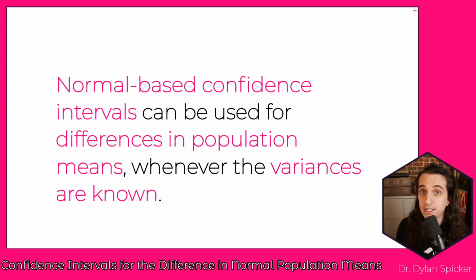So using the fact that we have normal sampling distributions that emerge in this setting, we can form normal-based confidence intervals for the differences in these population means, so long as the variances are known. Now, of course, knowing the variances is a fairly strong assumption. That's not always going to hold. Whenever that doesn't hold, we're going to need to turn to t-based intervals or other procedures in order to estimate the confidence intervals for the differences in population means.